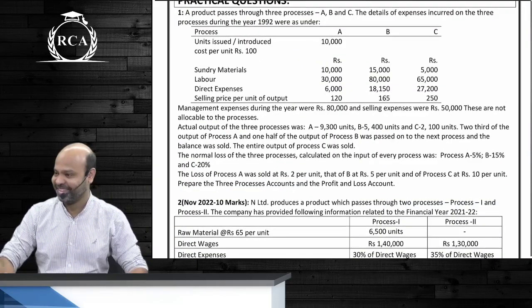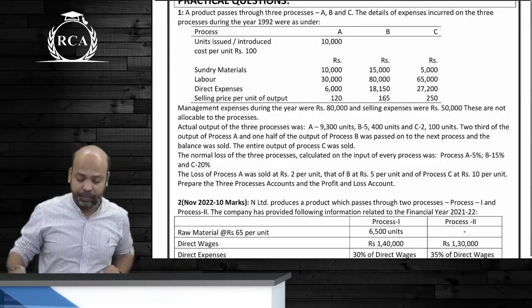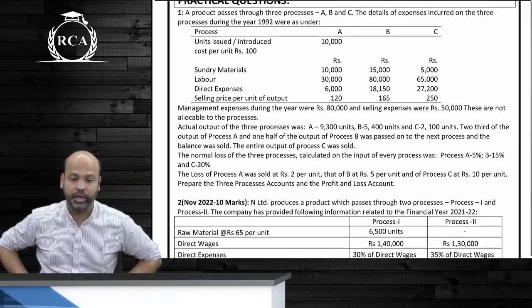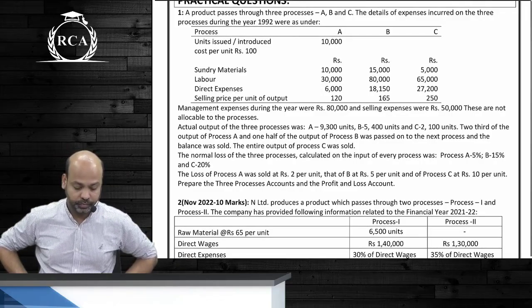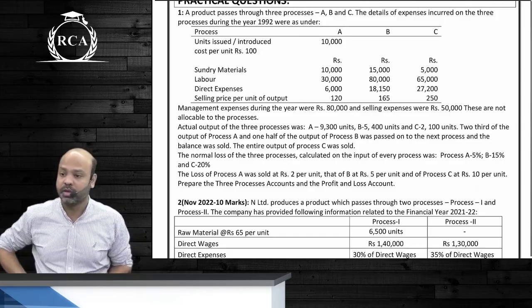Shout out. A product passes through 3 processes A, B and C. The details of expenses incurred on the 3 processes during the year 1992 were as under. Units introduced in process A were 10,000 units.